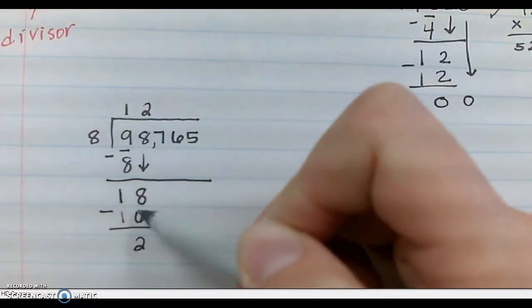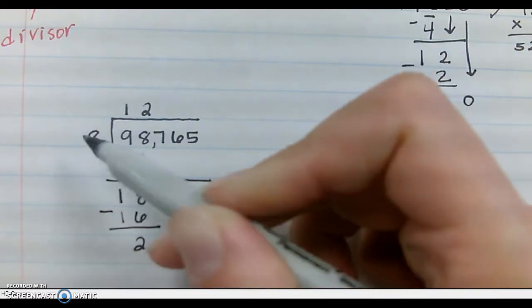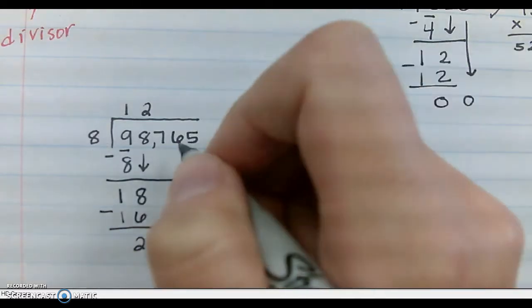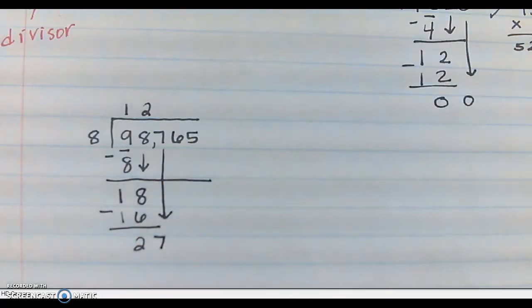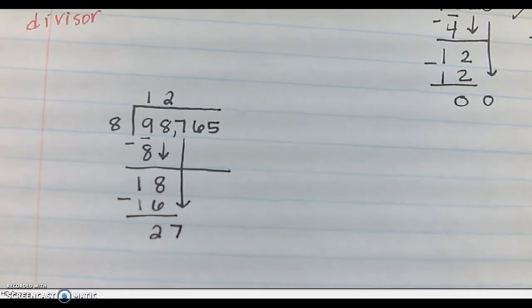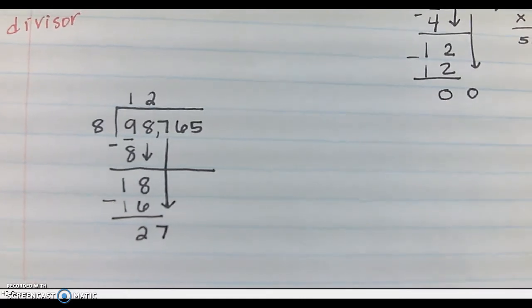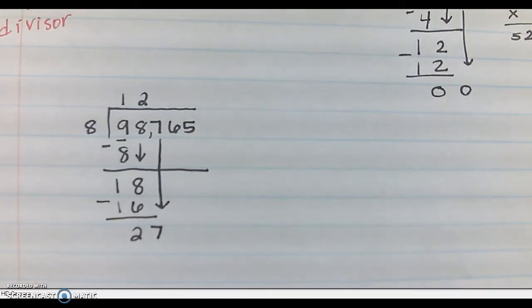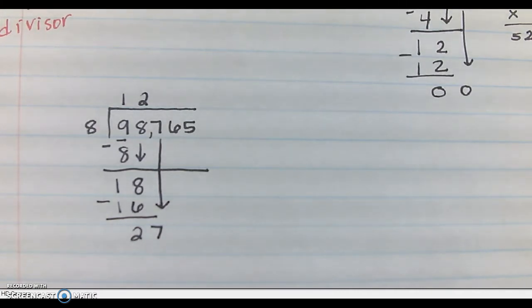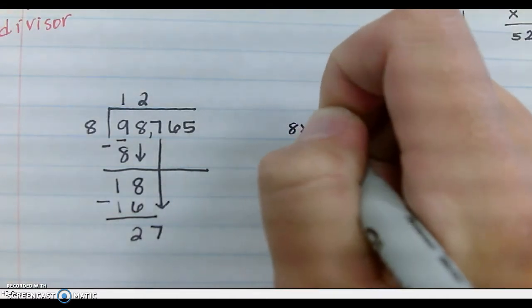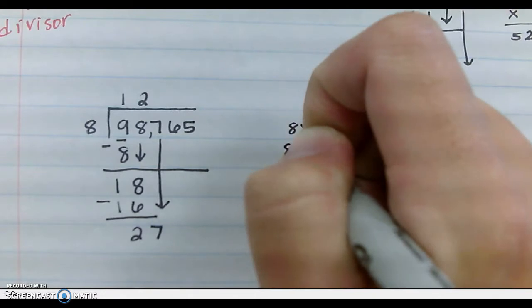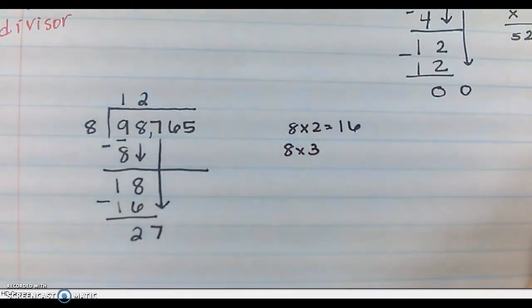I'm done with the thousands column because 2 is smaller than 8 and I cannot divide. So I got to pull down that 7 all the way down. How many times can 8 fit into 27? Well, I'm having a hard time thinking about this. I know 8 times 2 is 16, but I don't know my 8 multiplication tables very well. So what I can do is off to the side, 8 times 2 equals 16. 8 times 3 equals, I'm not sure, I forgot.